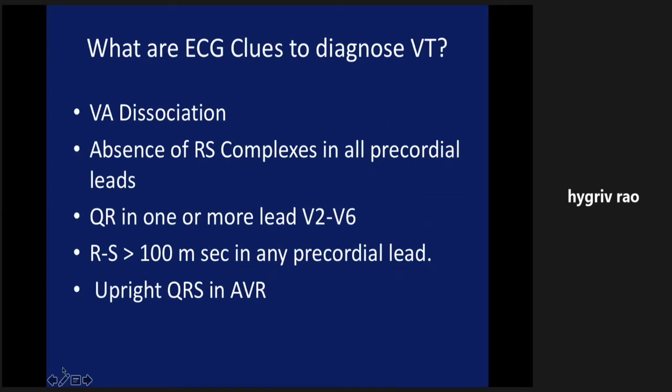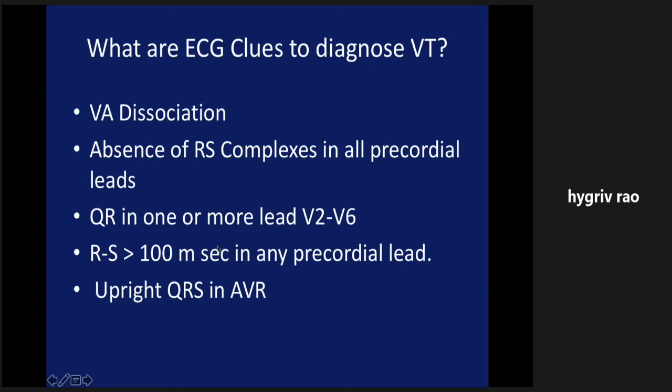When you have a wide QRS tachycardia, as I said, you have to diagnose VT first. Whether or not you diagnose Mahaim, whether or not you diagnose a pre-excitation is not important. Have you excluded VT for the patient? You have done your job, 99% actually. Now, what are the clues to diagnose a VT?